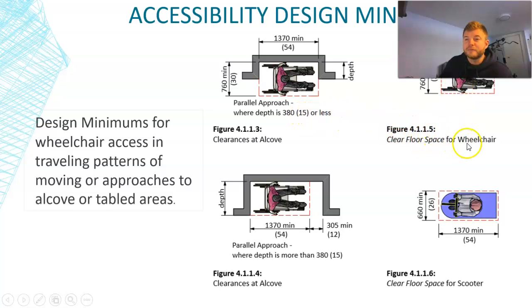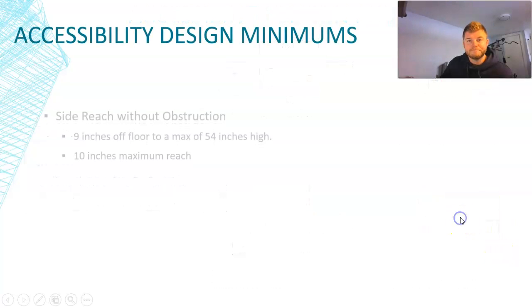As you can see, clear floor space for a wheelchair here is 30 by 48. That's just if you need to store a wheelchair or have somebody pull up in a wheelchair. It's minimum 30 inches wide by 2 feet, or 48 inches long. Parallel approach, so you want someone to go into a little cubby or a little area. You'll see you need 54 inches, and again, I think it's 30. And then also clear space for a scooter, which is a little bit smaller, 26 inches, but 54 inches long.